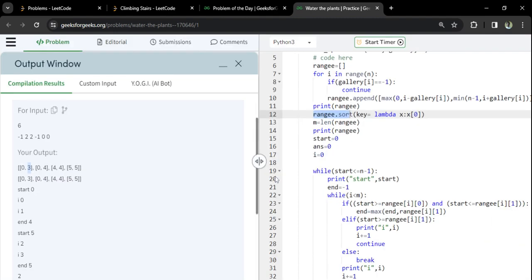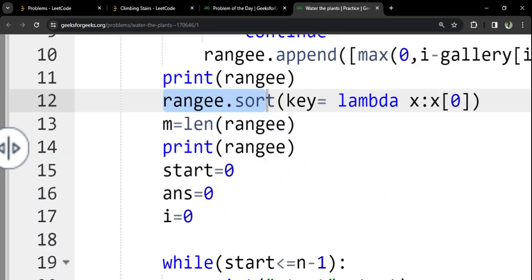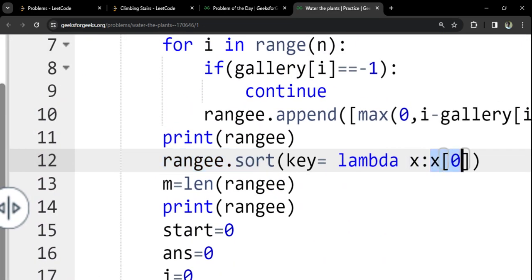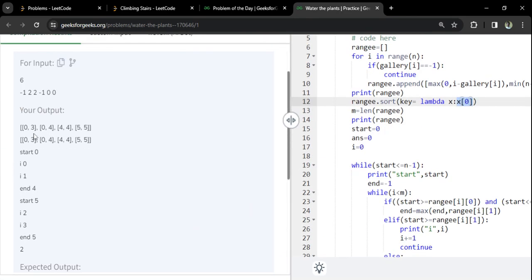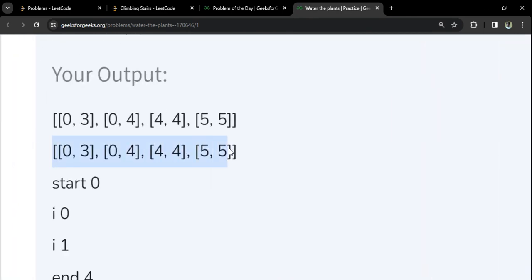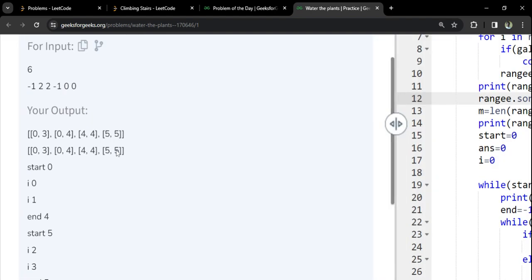Okay, so the sorting will happen based on the starting point only. After sorting it, it will look something like this. In this case, there is no change here, but in other cases there will be a change. So this is sorted based on the starting point. Now one thing is very clear.